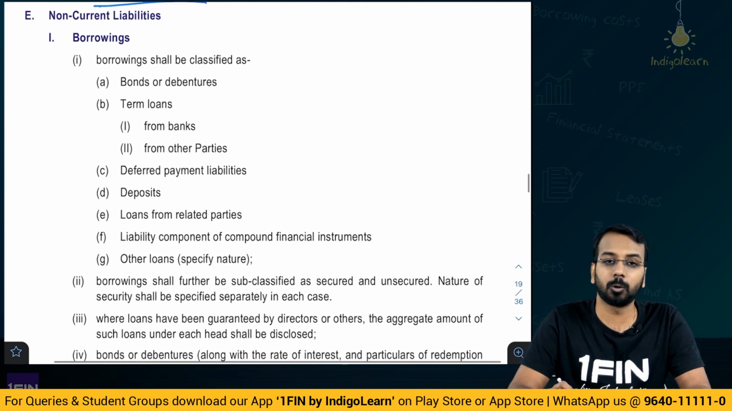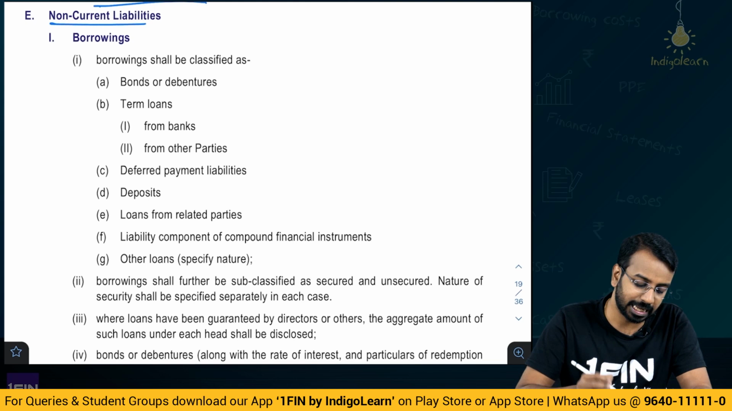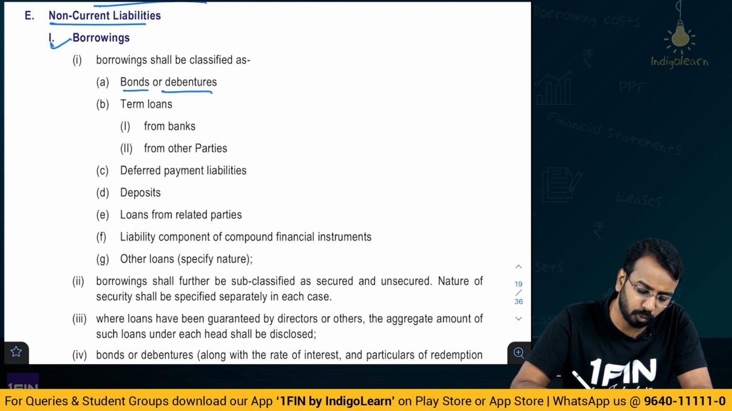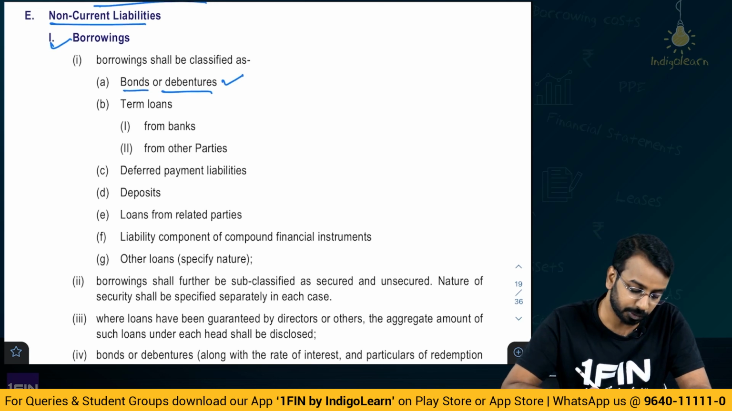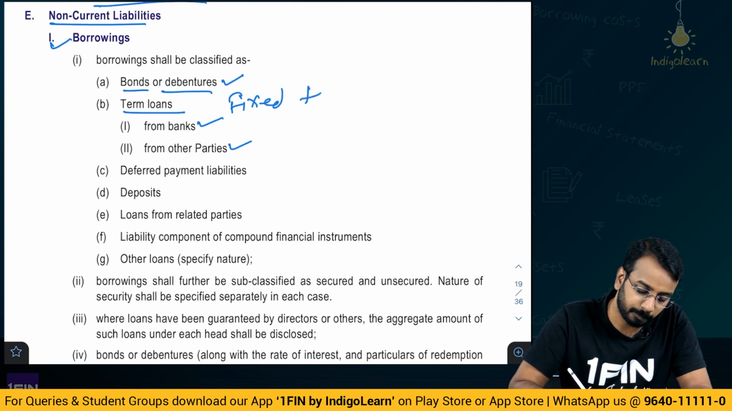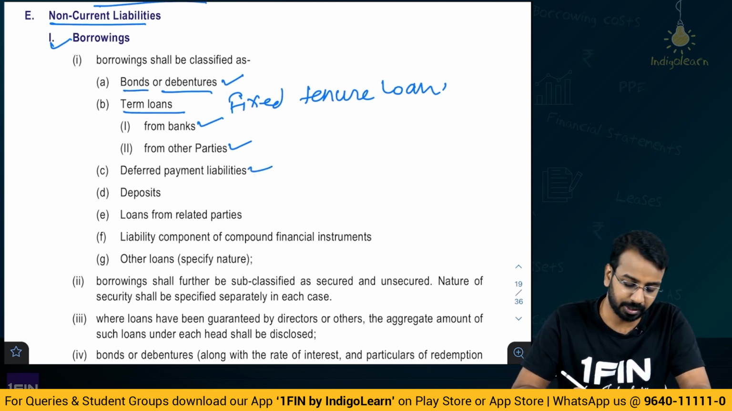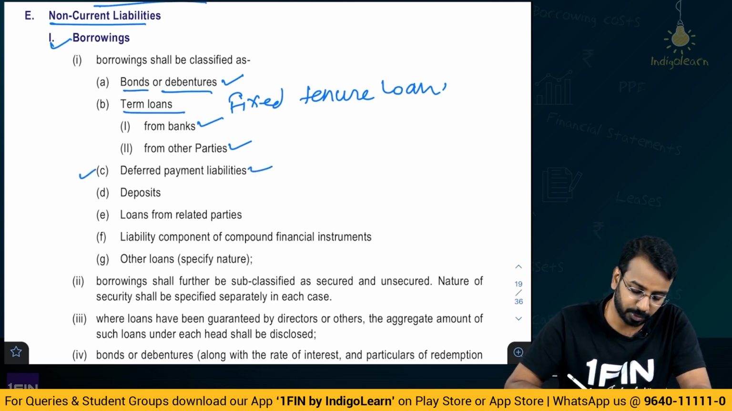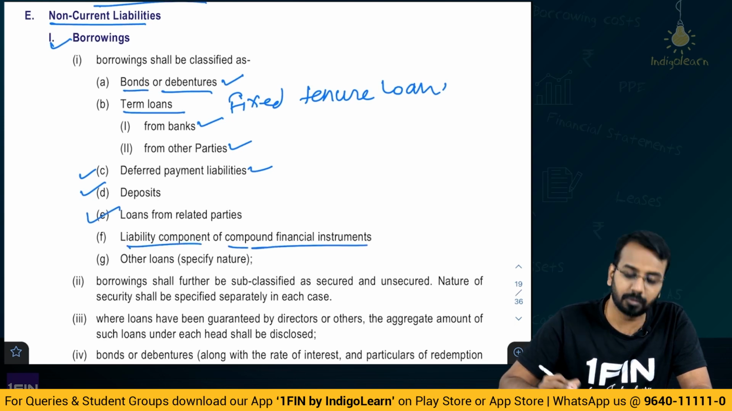Then moving on to liabilities, non-current liabilities, borrowings. Borrowing shall be classified as bonds or debentures. More we use in India as debentures term. Then term loan from banks, from other parties. Term loan means fixed tenure loan. Deferred payment liabilities, if you have deferred any payment, okay, which has to be non-current. Then deposits, loan from related parties, liability component of compound financial instrument.